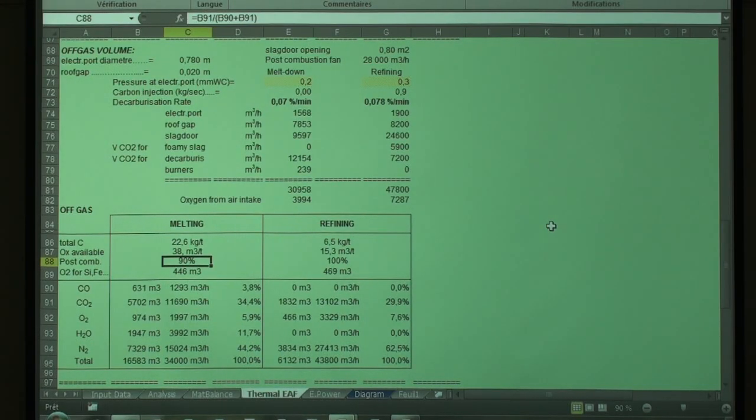Normal. Yeah. These are normal cubic meters, not real cubic meters. Now, at this stage, I don't have the temperature calculated yet.